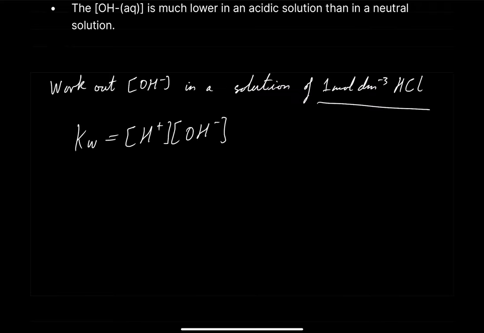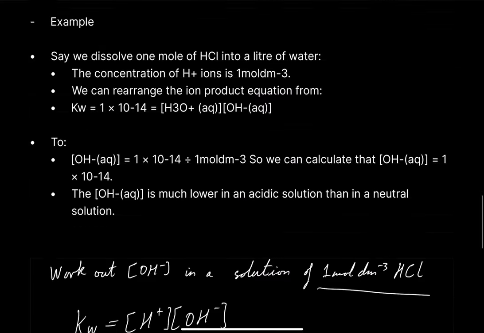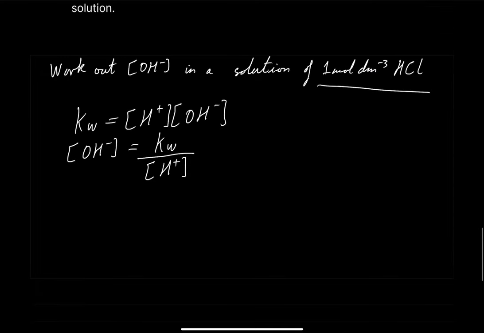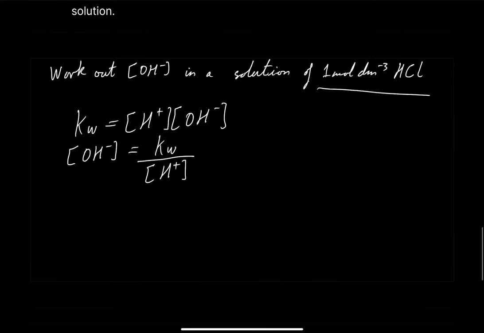Now we know the concentration of Kw, but we don't know the concentration of H plus. First of all, I like to rearrange my equations just so I know what I'm trying to work out. So OH minus would be equal to Kw over the H plus concentration, right? We know Kw is a constant of 1 times 10 to the power minus 14, but we don't know the H plus concentration.